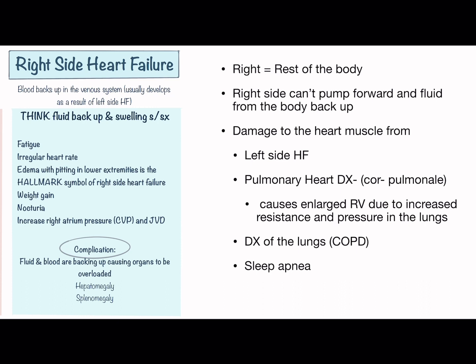So when fluid and blood backs up, it's going to cause organs to be overloaded because the blood is not moving forward, okay? It's backing up. So those organs, including your liver, your spleen, they're going to actually be enlarged. And so you're going to start seeing ascites, and you could probably develop hepatomegaly or also splenomegaly with this.